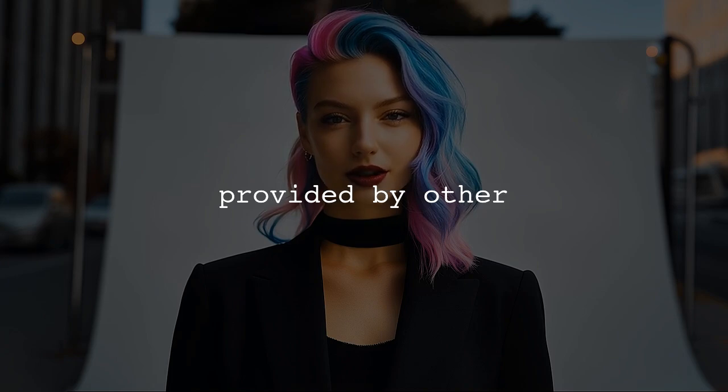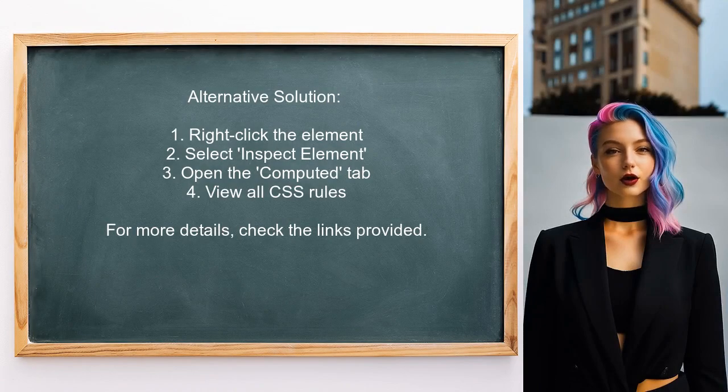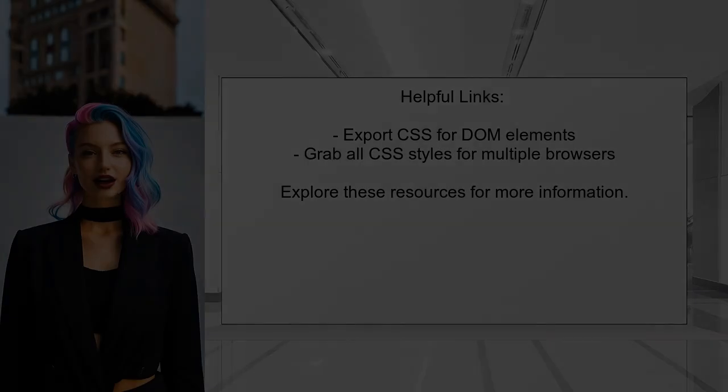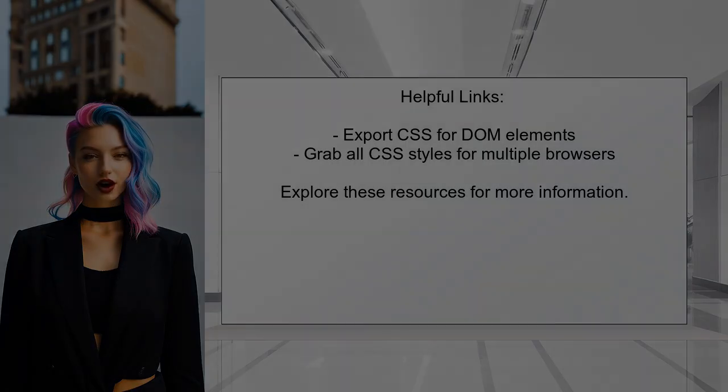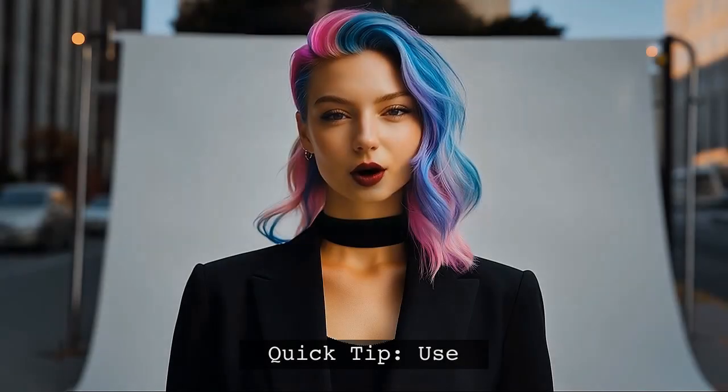Now, let's look at the answers provided by other users. An alternative approach shared by another user involves using the Styles and Computed tabs in the DOM Explorer. First, right-click on the element and select Inspect Element. Then, navigate to the Computed tab to view all the CSS rules applied to that specific element. Additionally, the user suggests checking out links for exporting CSS for DOM elements and gathering CSS styles across multiple browsers, which could be helpful.